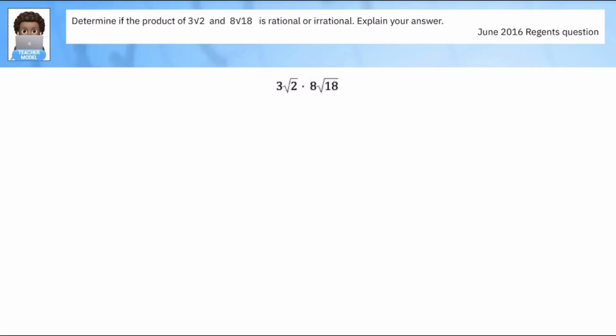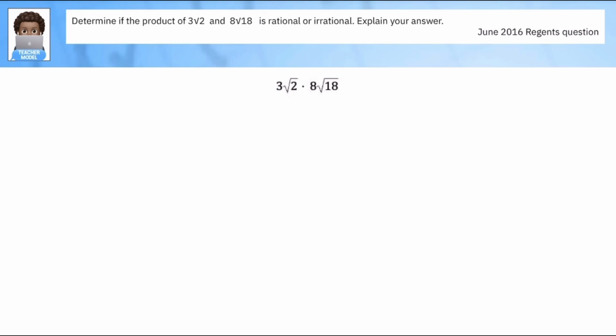Okay, we're going to try and determine if the product of 3 square root 2 and 8 square root 18 would be rational or irrational, and we're going to try and explain our answer for this one. Again, this was a Regents problem. So let's see if we can just simplify this out first.